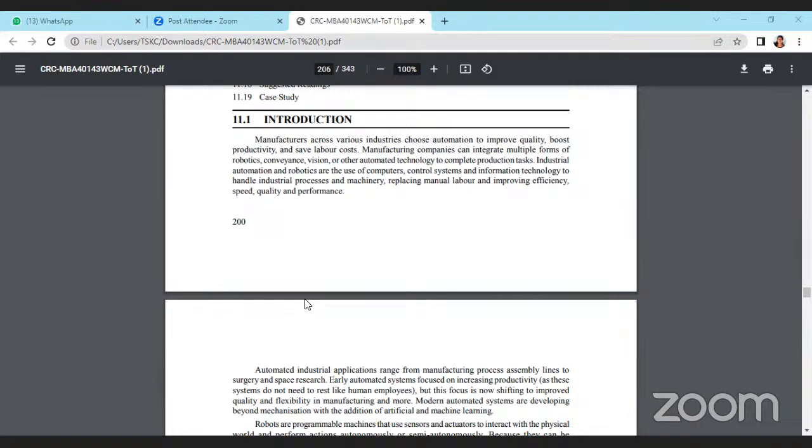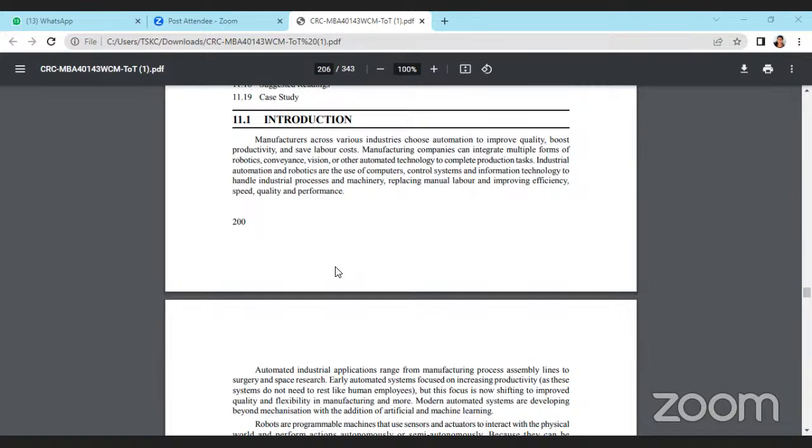If we look here, manufacturers who are producing come across various industries that choose automation, and mostly all the production organizations will go for automation in order to improve their quality, boost productivity, and save labor cost. Manufacturing companies can integrate multiple forms of robotics, conveyance, vision, or other automated technology to complete production tasks.